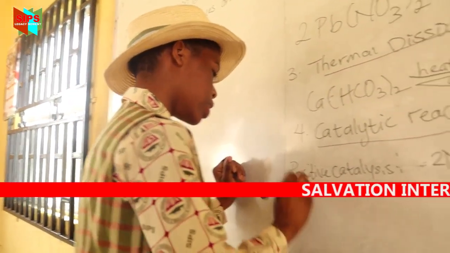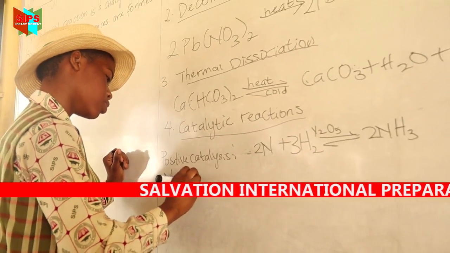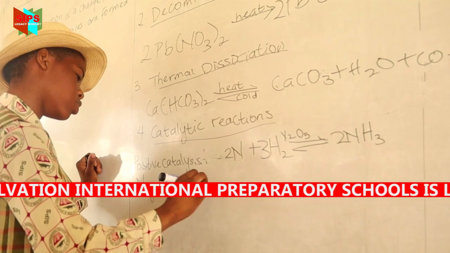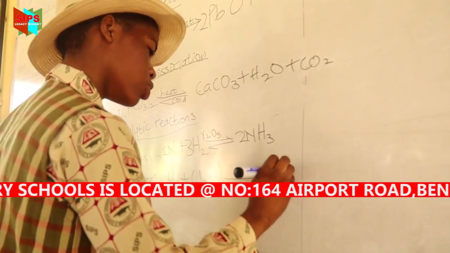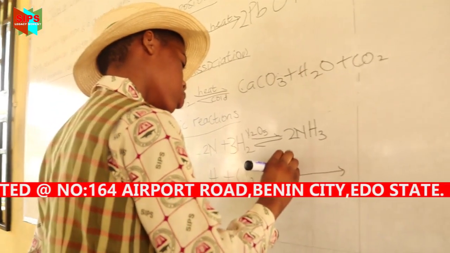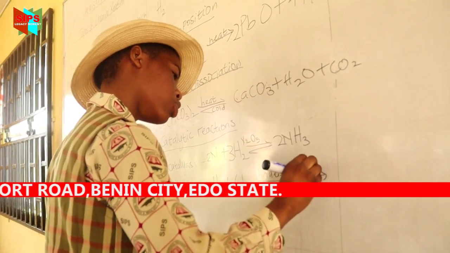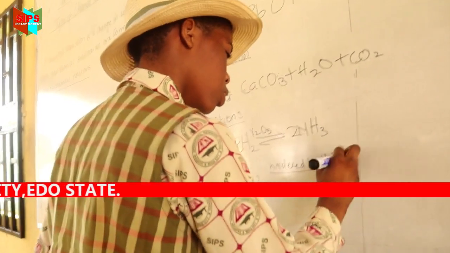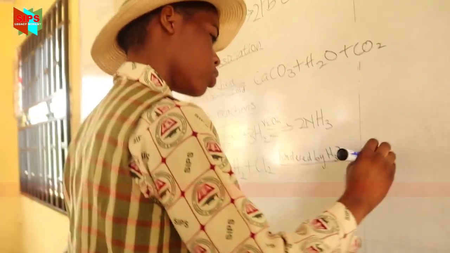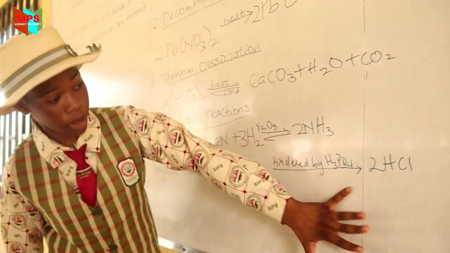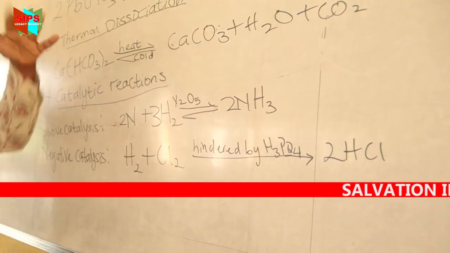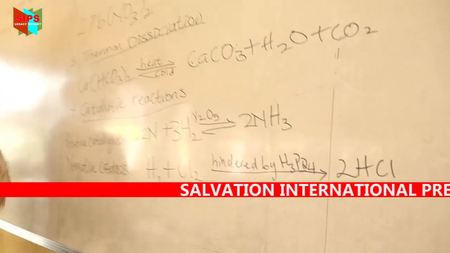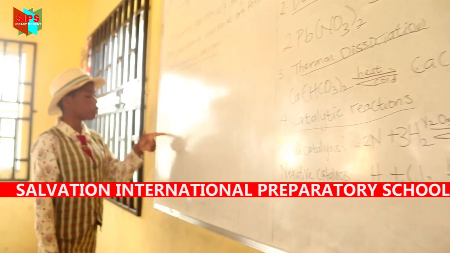But negative catalysis, for example, now this is an example of negative catalysis because tetraoxophosphate(V) acid hinders the reaction, so the rate at which hydrogen chloride gas is produced is slower, it is reduced. Now we have reversible reaction.